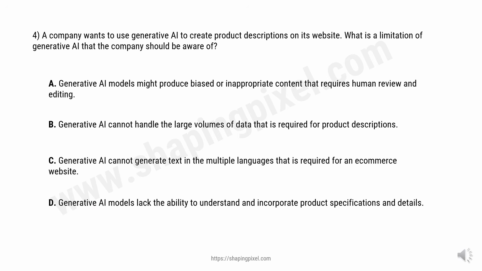Question number 4. A company wants to use generative AI to create product descriptions on its website. What is the limitation of generative AI that the company should be aware of? Option A, generative AI models might produce biased or inappropriate content that requires human review and editing. Option B, generative AI cannot handle the large volumes of data that is required for product descriptions. Option C, generative AI cannot generate text in the multiple languages that is required for an e-commerce website. Option D, generative AI models lack the ability to understand and incorporate product specifications and details. And the correct answer is option A, generative AI models might produce biased or inappropriate content that requires human review and editing.